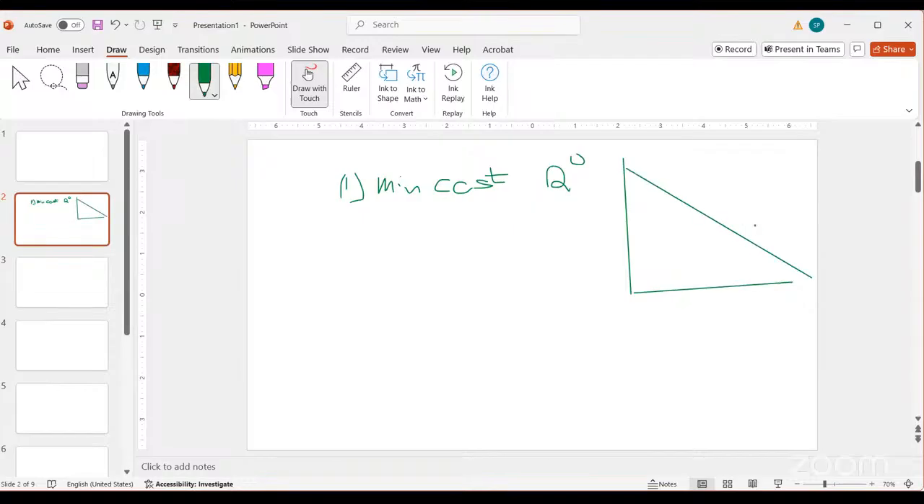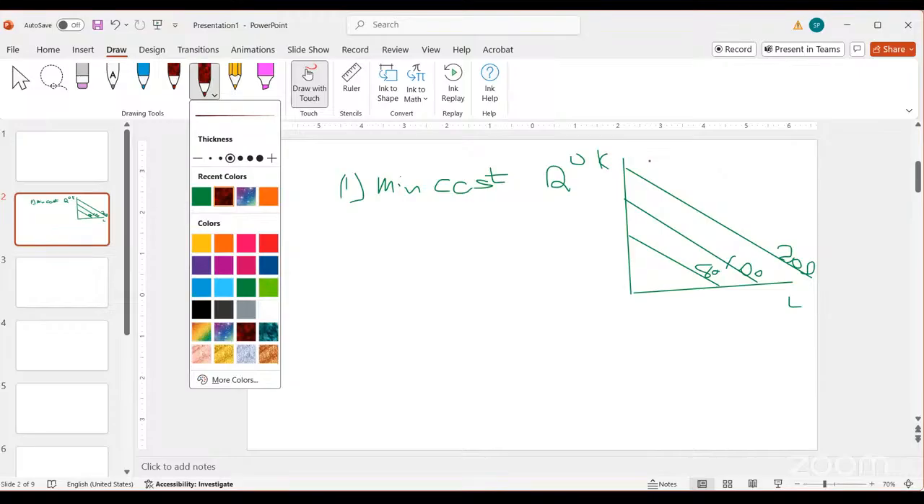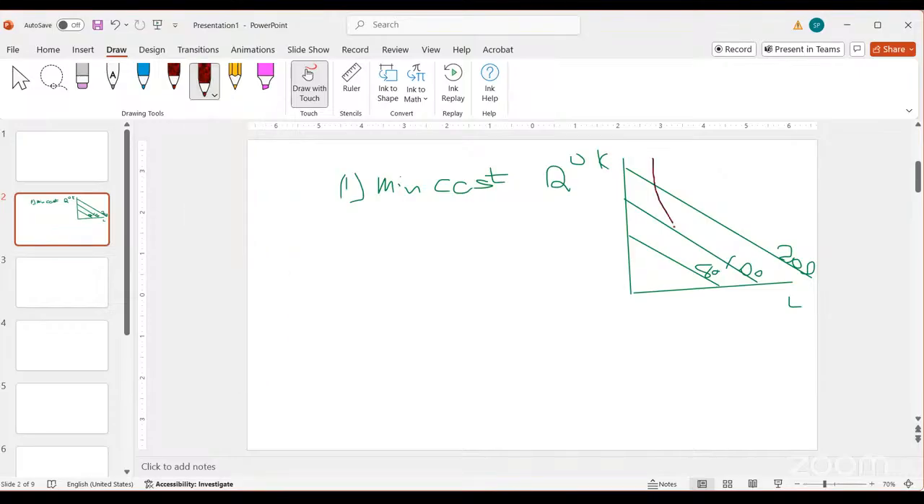what we call this is the isocost curve, and the budget, let's say $200, $100, $80. So at these different budgets, producers try to produce at minimum cost.